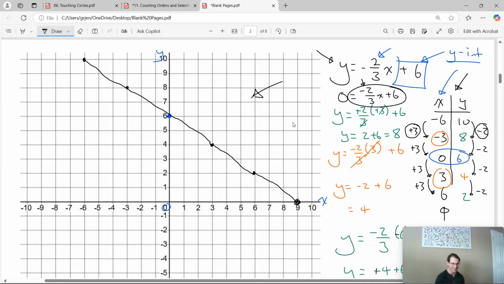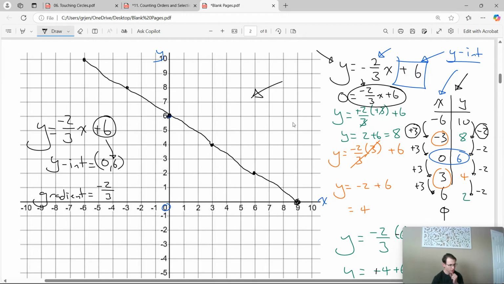All right. So let's also analyze this. We have y is equal to negative 2/3 x plus 6. Our y-intercept should be equal to 0, 6. Okay, just this value there. Indeed it is. And then our gradient is equal to negative 2 on 3, which is the amount it rises divided by the amount it runs.